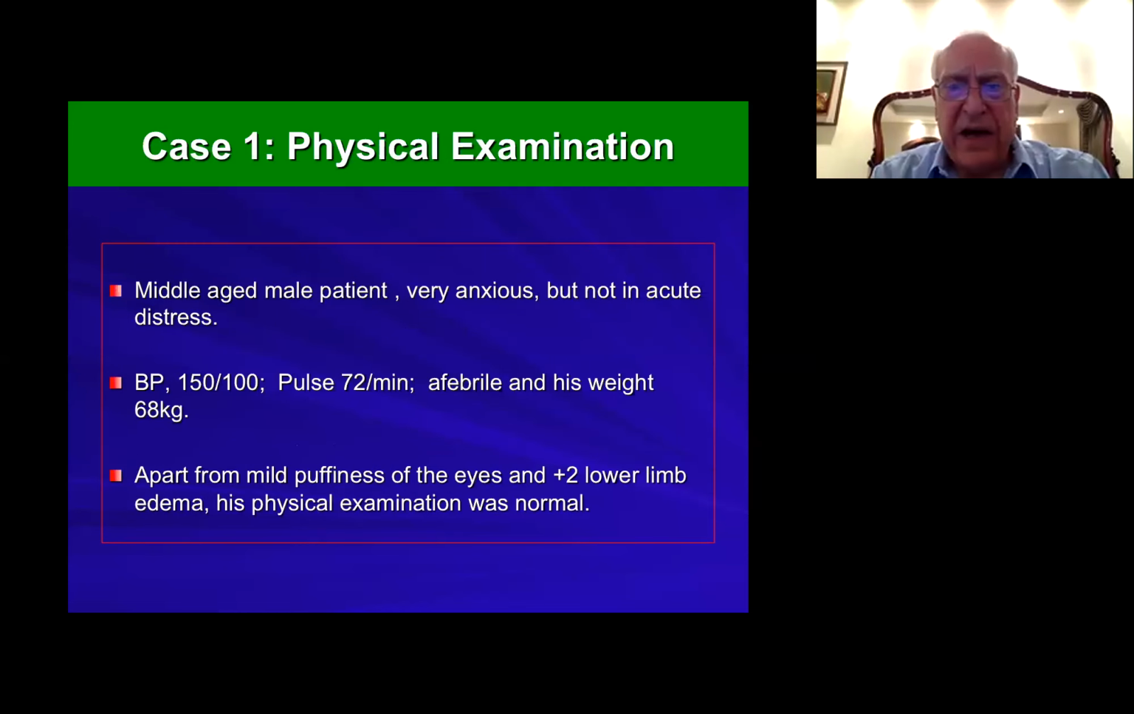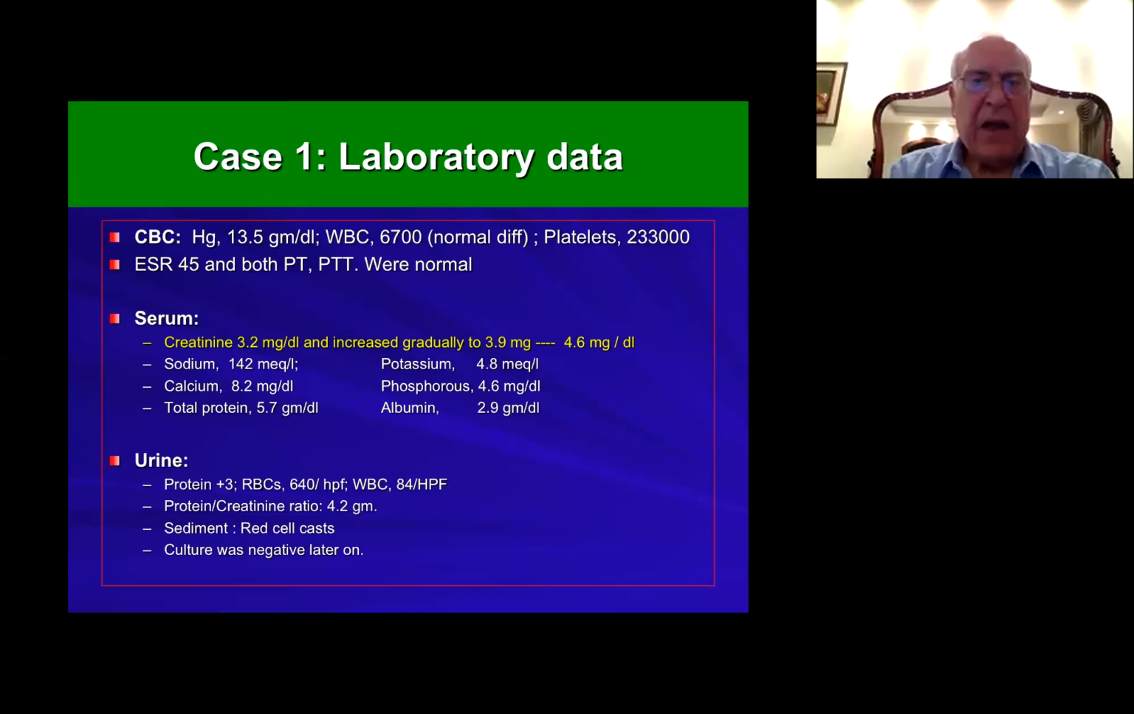He's middle-aged, anxious, but not in acute distress, hypertensive, heart rate 72, his weight is 68. Apart from mild puffiness of the eyes and 2+ lower limb edema, his physical examination was entirely normal. His hemoglobin 13.5, white count is acceptable, platelets good, ESR 45, normal PT-PTT. Creatinine 3.2 milligram per deciliter and increased in front of us to 3.9 and 4.6.